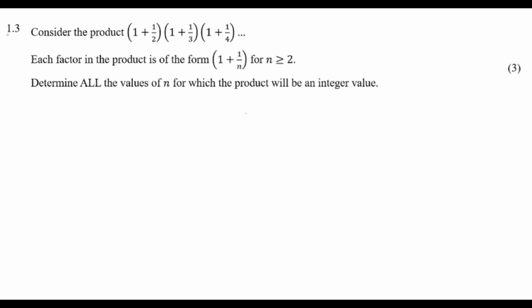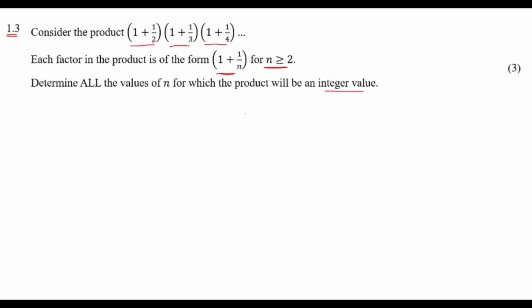Welcome back. Let's do question 1.3. Consider the product. This is the product. These are the factors, right? And then if you multiply the factors, you get the product. Each factor in the product is of the form 1 plus 1 over n, where n is greater than or equal to 2. Determine all values of n for which the product will be an integer value.